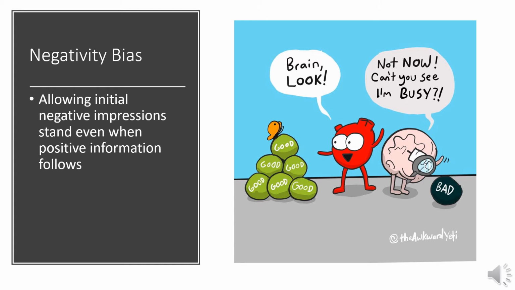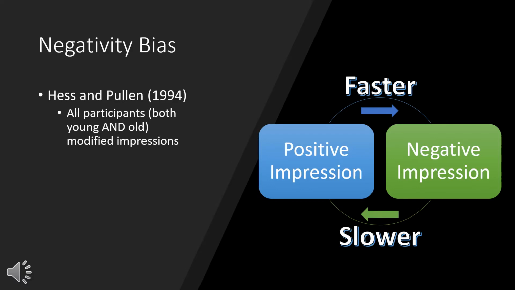Some researchers have suggested that older adults may be more prone to a negativity bias when they're compared to younger adults. A study by Hess and Pullen in 1994 found that when participants were presented with positive information about a target first and negative information about the target second, or vice versa, perhaps they were presented with negative information first and positive information second, all the participants, young and old, were able to change the impression they had formed about the target in the study.